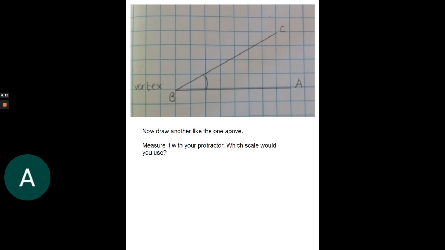I want you to think about which scale you would use. Also have a think about whether it's going to be less than 90 degrees or greater than 90 degrees. I think we can work out what it might come out as, hopefully, with our knowledge of acute and obtuse.